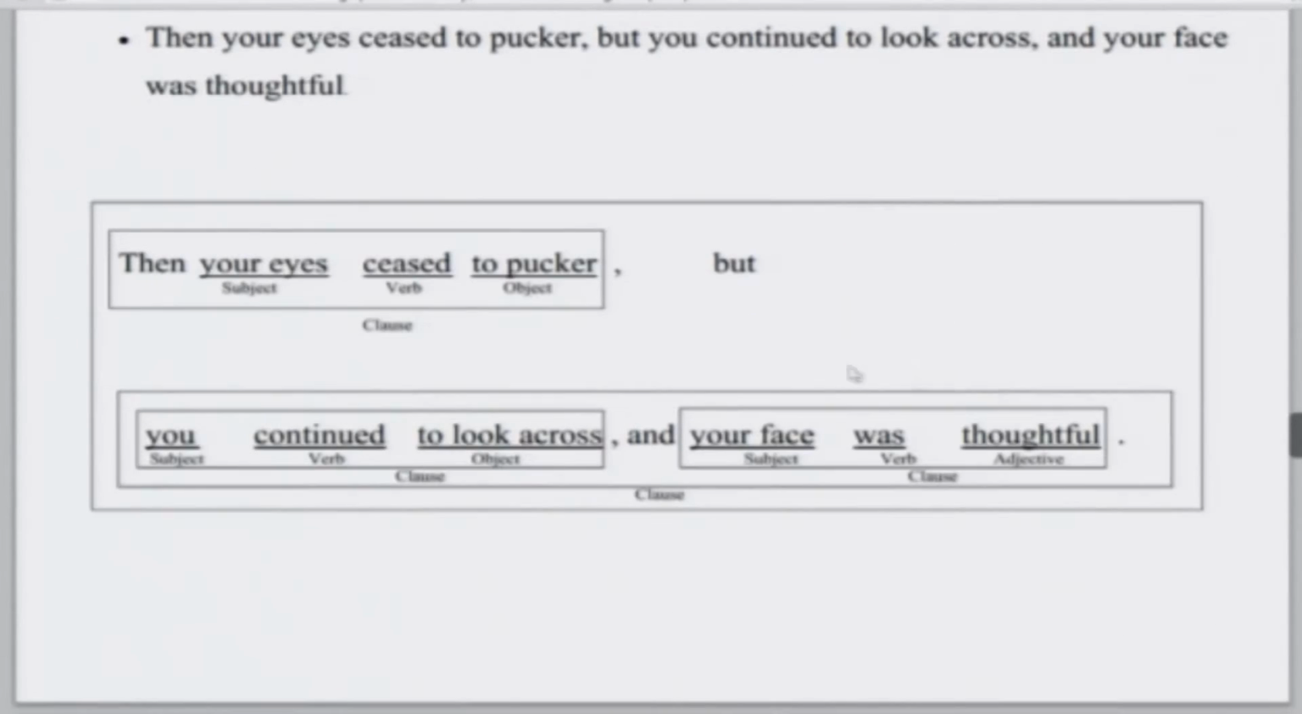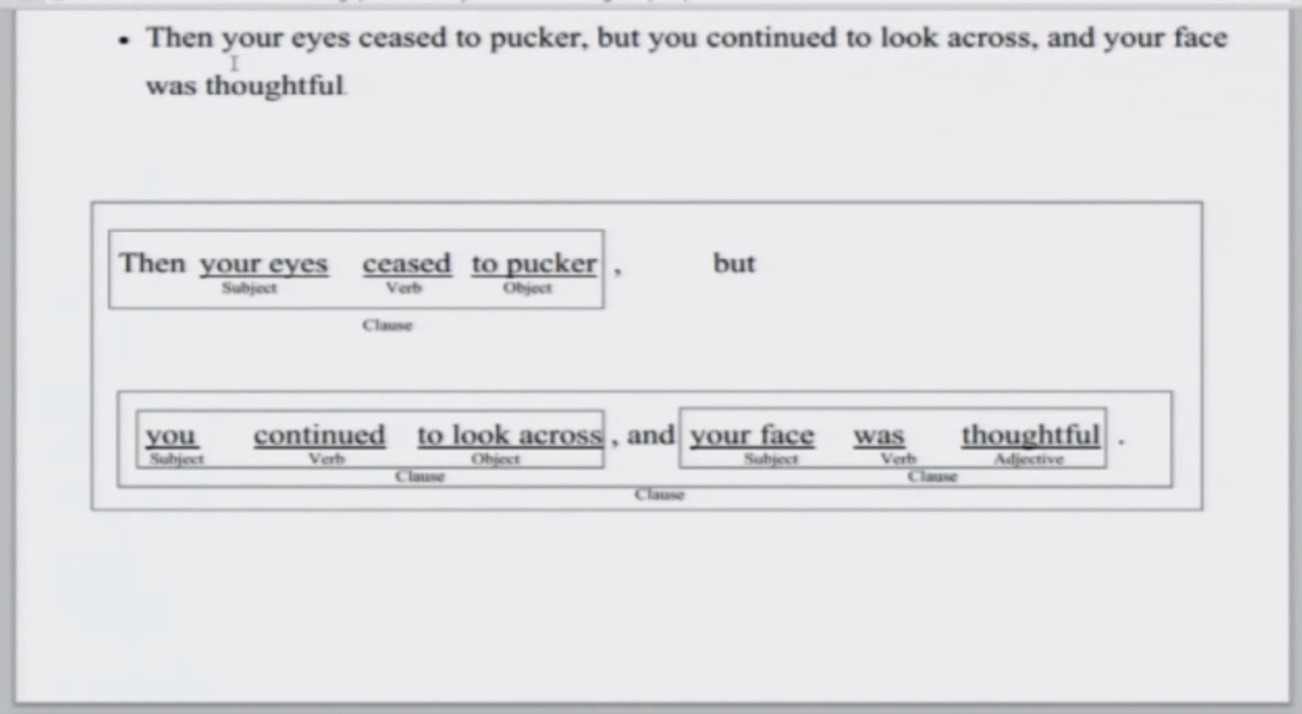Next example. Then your eyes ceased to pucker, but you continued to look across and your face was thoughtful. So, here this "then" is actually an exterior item. This "then" is establishing a connection of meaning with the previous sentence. This sentence proper starts from "your eyes". Your eyes ceased to pucker.